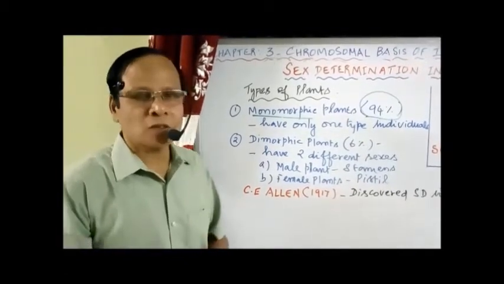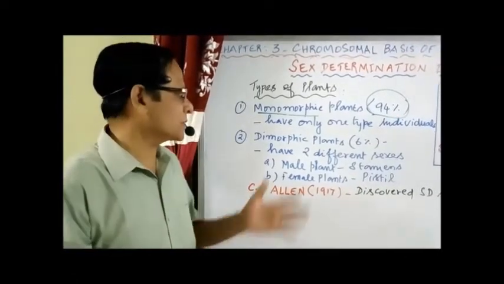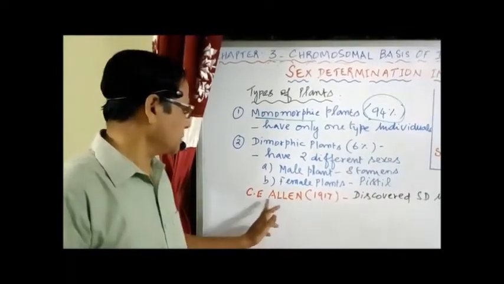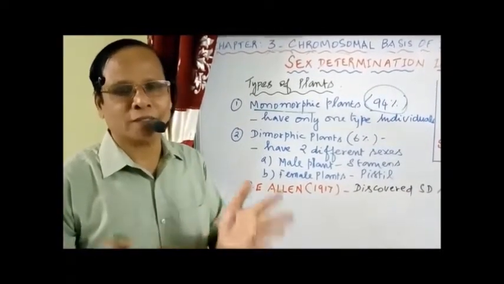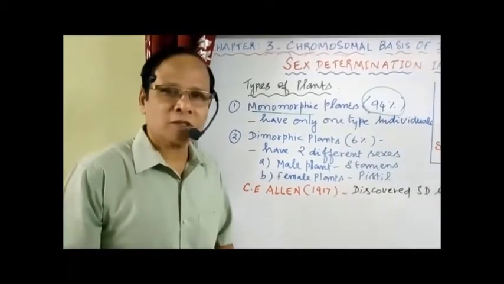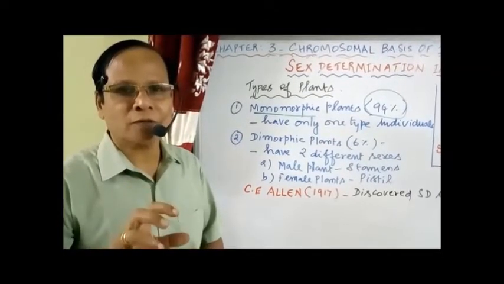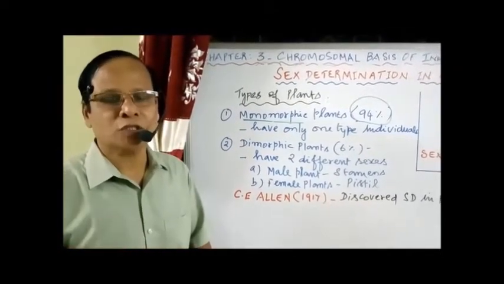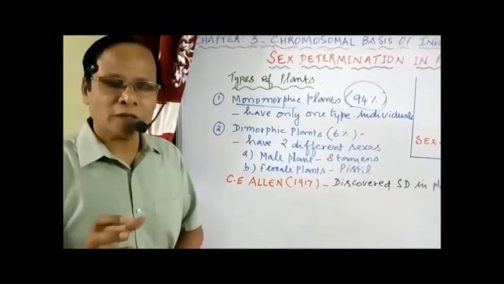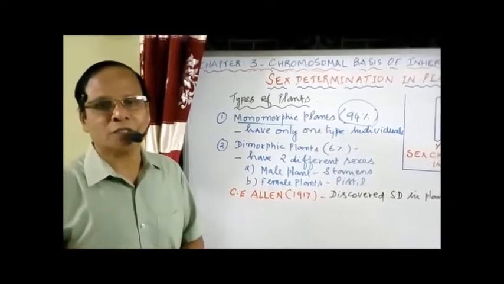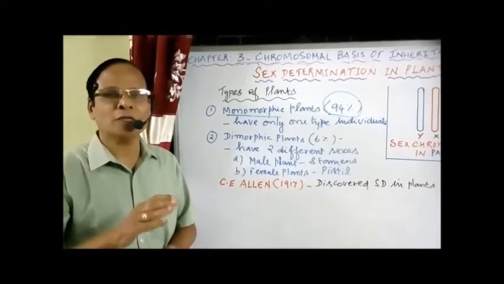Now researchers are very much interested in observing sex determination in the case of plants. One person by name C. Allen in 1970 discovered sex determination in plants. You know, sex determination is a complex phenomenon. The complex phenomenon is determined by either the genes, or the hormones, or the environment. So we have the chromosomal theory of sex determination involving the genes, the hormonal theory of sex determination, or environmentally controlled sex determination.